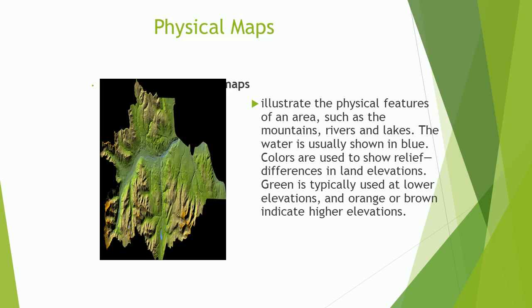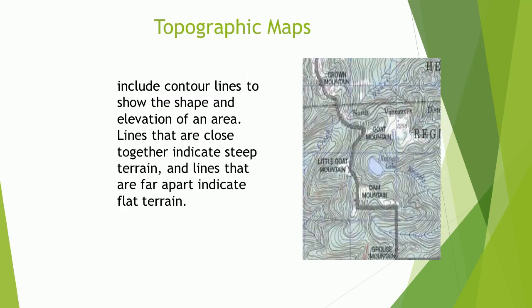Colors are used to show relief differences in land elevations. Green is typically used at lower elevations, and orange or brown indicate higher elevations. Topographic maps include contour lines to show the shape and elevation of an area. Lines that are close together indicate steep terrain, and lines that are far apart indicate flat terrain.